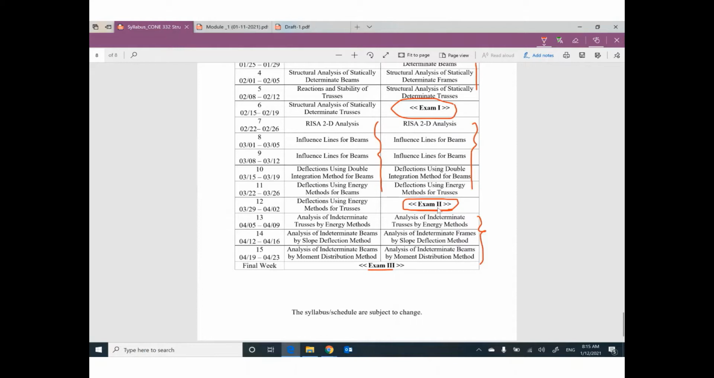No, we have 3 midterm exams. Exam number 1 will be in week number 6, around mid February. Exam number 2 will be in week number 12, around the first week of April. The last exam, number 3, will be during the final week. I know it's during the final week, but it's still a midterm exam, not a comprehensive exam. Until this moment, do you have any question?